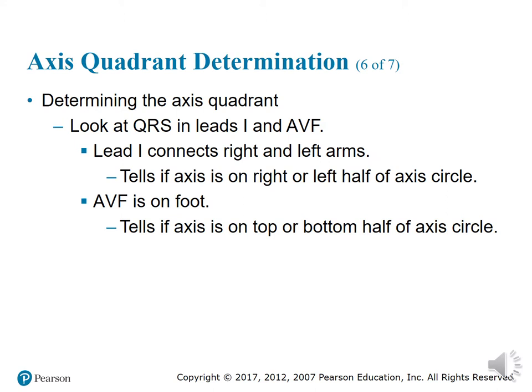Determine the axis quadrant. Look at the QRS in leads 1 and AVF. Lead 1 connects the right arm and left arm, and tells if the axis is on the right or left half of the axis circle. Excuse me. AVF is on the foot. It tells if the axis is on the top or bottom half of the axis circle.